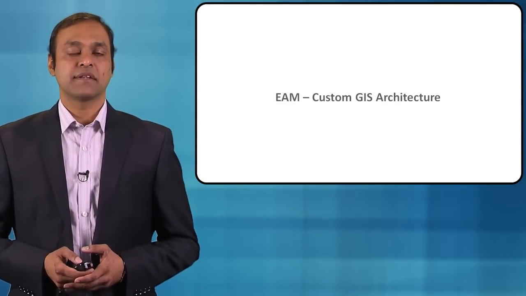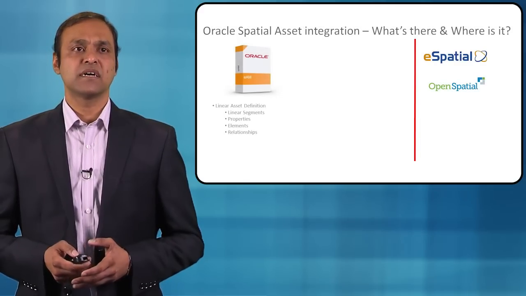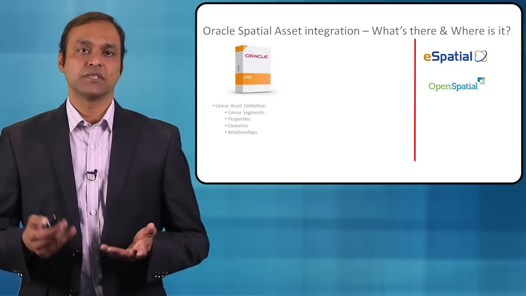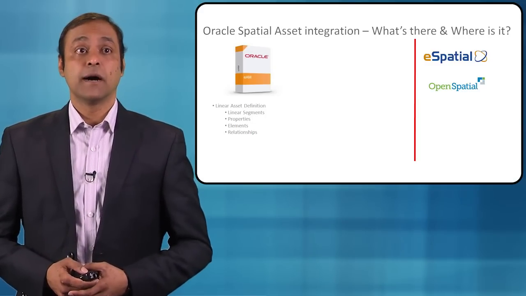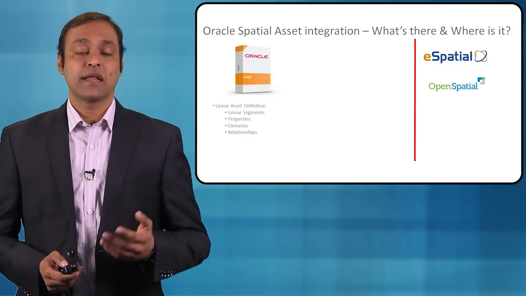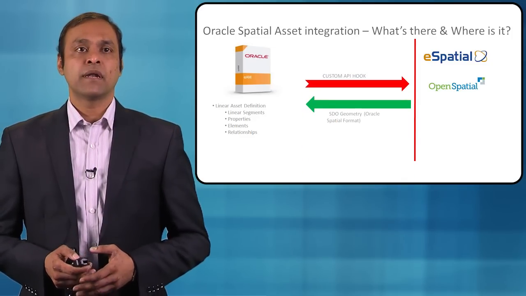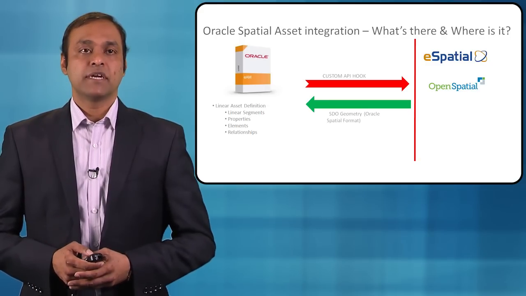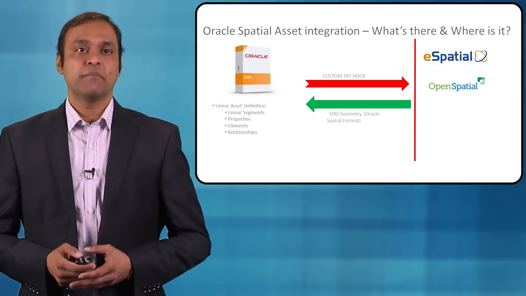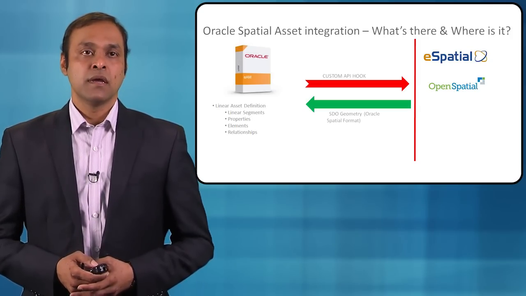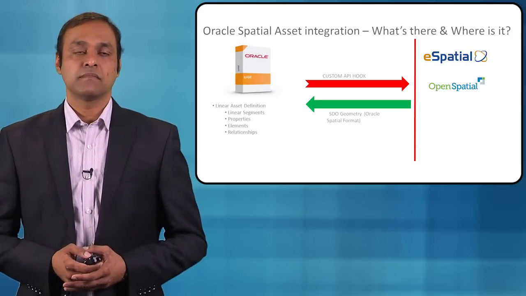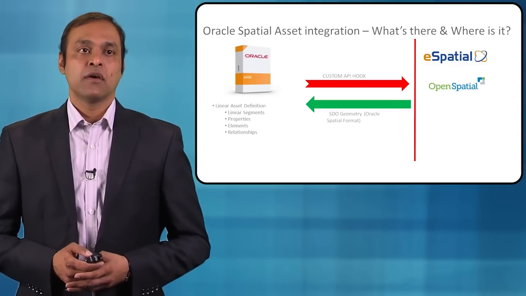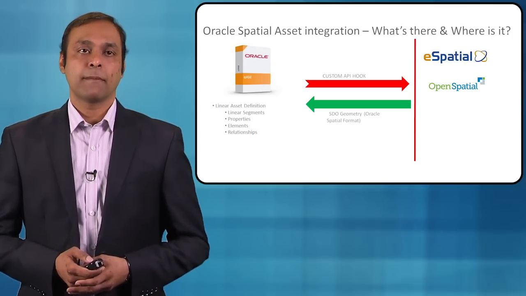The custom GIS architecture. This is the third option, where you want to integrate with a custom GIS like eSpatial, OpenSpatial, or any other GIS system. We have opened up a custom API hook. So the implementers or partners can implement that API hook, connect to the custom GIS system, and return an SDO geometry, and we can visualize that on the map.